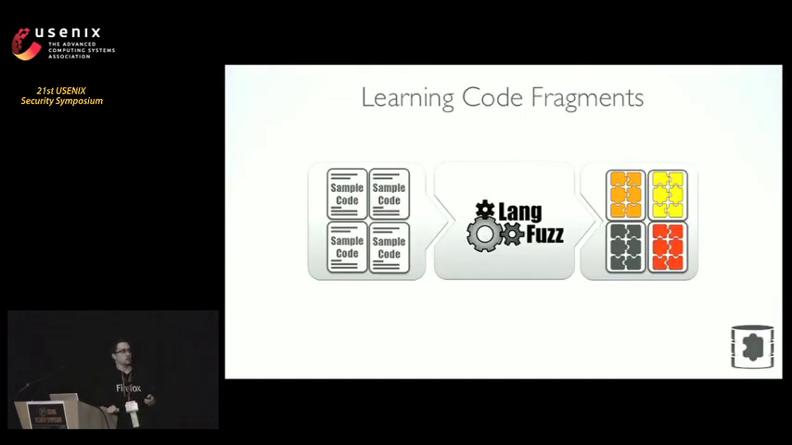Now let's have a look at how the learning step actually works. LangFuzz takes the sample code and then uses the grammar to actually check which code fragments the sample code is made of. And code fragment here means a node in the grammar. For example, an expression or a Boolean expression or an if statement, something like this. And then LangFuzz takes all these code snippets, memorizes what kind of types they have, and stores them in memory.